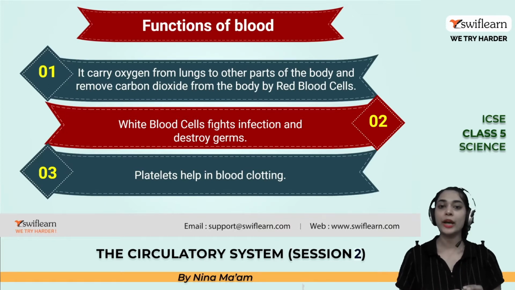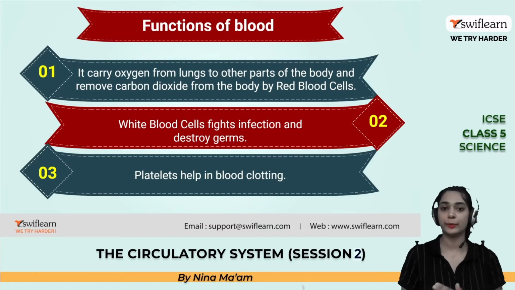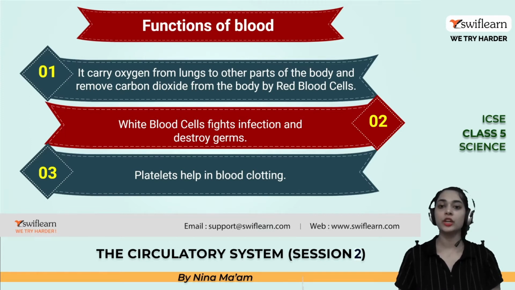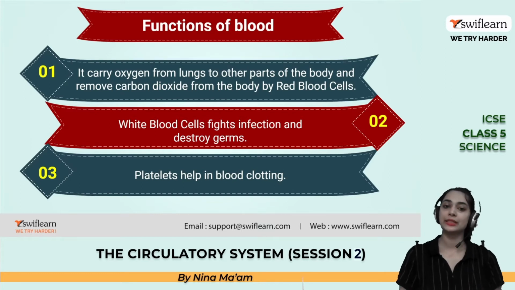Function 2: white blood cells. What are white blood cells? We discussed earlier that we have white blood cells in the blood, which is the solid part. What is the function or importance of white blood cells? White blood cells fight infections and destroy germs. Therefore, we will have good immunity. The third function: we have platelets in our body. The platelets help in blood clotting.